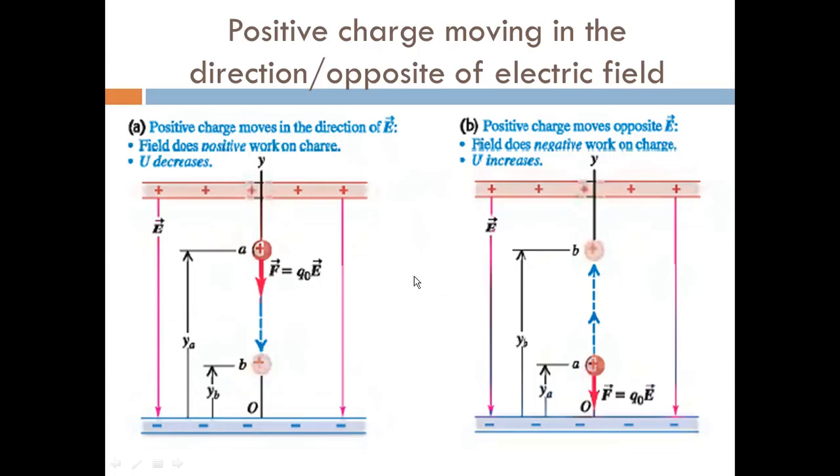If you recall, how do we compute the gravitational potential energy? The gravitational potential energy is U equal to m times g times h, which is dependent on h. That means the higher the height, the greater the value of the potential energy.